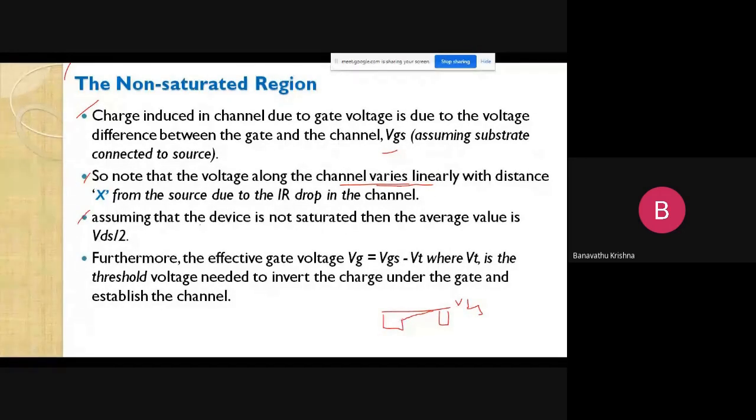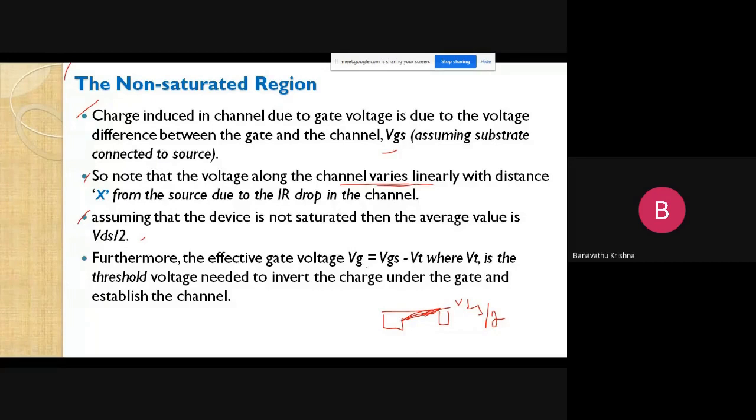So assuming that the device is not in saturated mode, the channel is like this, in linear mode. Here we are applying voltage. The average voltage along the channel is nothing but VDS by 2. So with the device in the non-saturated region, the average value of drain voltage is VDS by 2. Furthermore, the effective gate voltage VG equals VGS minus VT.